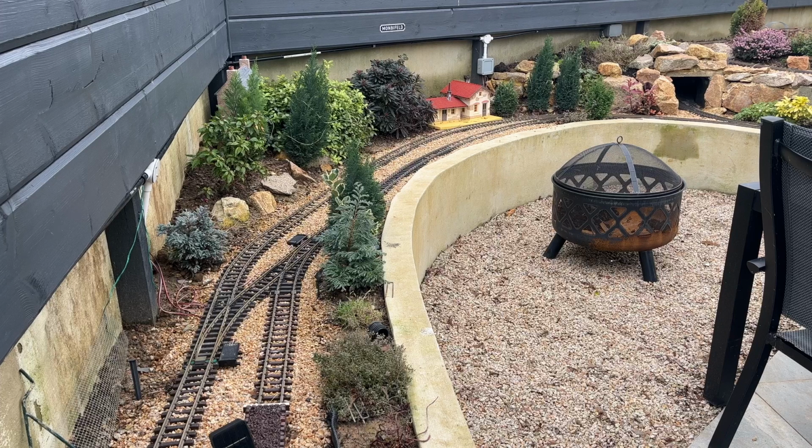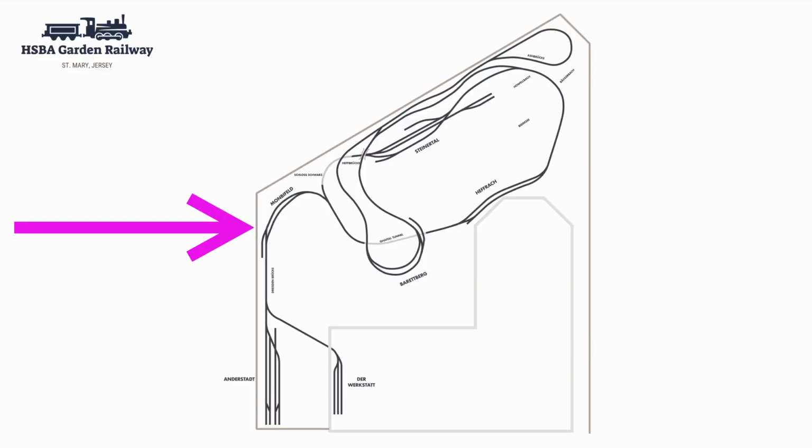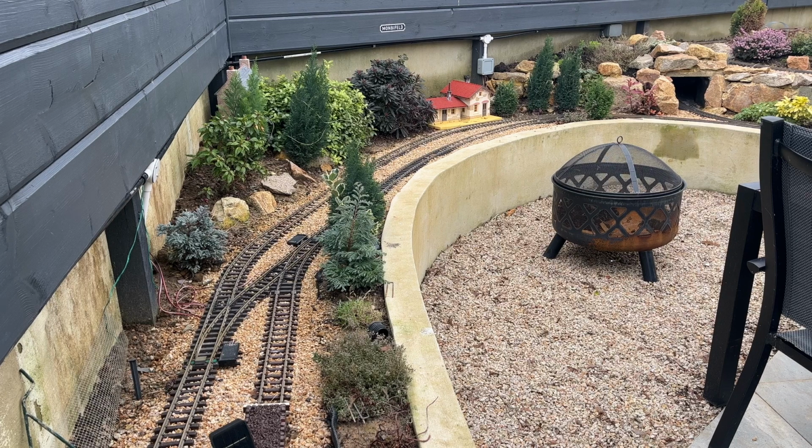So this is Monbifeld station. This is the first station that you come to after you leave Anderstadt. As with most of the stations we have, there's a passing siding and a small head shunt. The station building was put in towards the tail end of last year. It's not got any lights in, but it's certainly something we want to add.